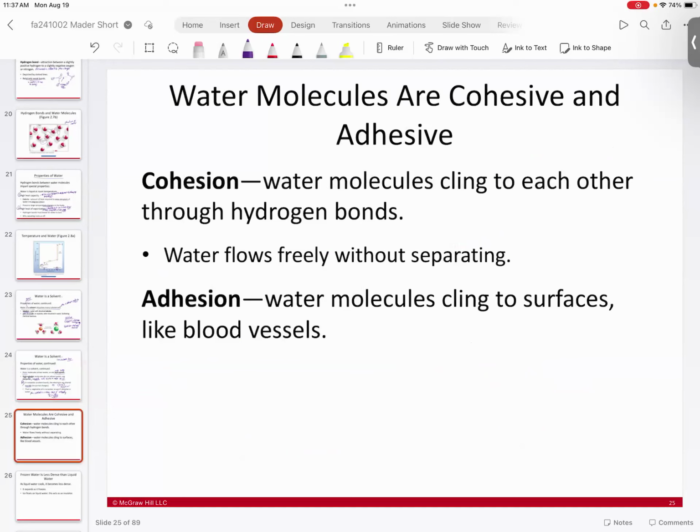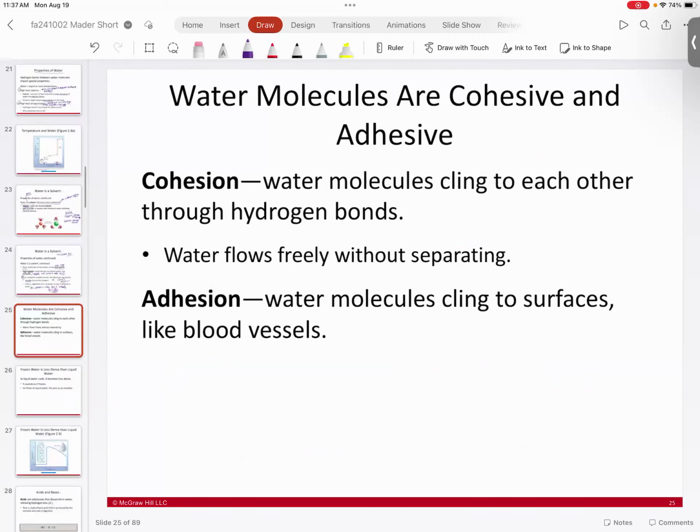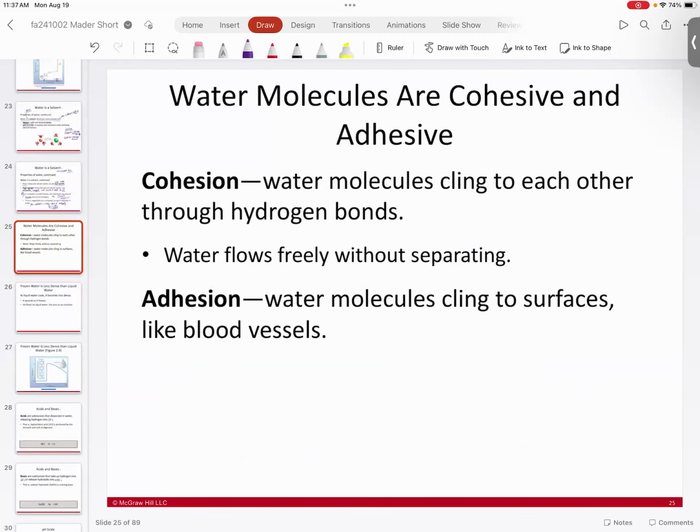Now, continuing on with the properties of water, another important property of water that we have is cohesion. This is basically where the water molecules will cling to each other through hydrogen bonds. And this kind of allows water to sort of stick to itself as it's flowing. Adhesion is basically where they cling to hard surfaces like blood vessels and things like that.